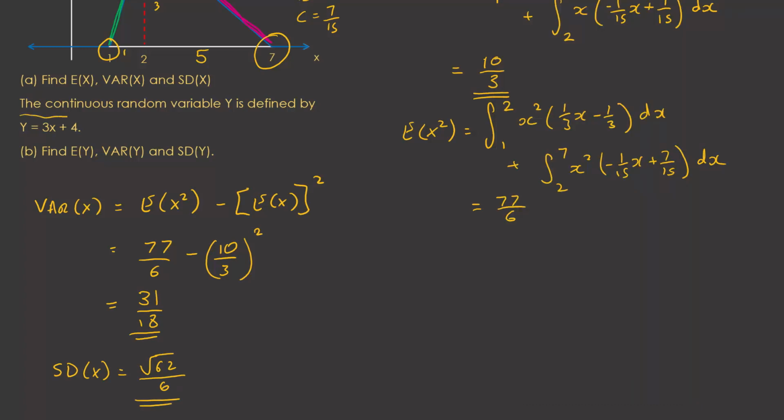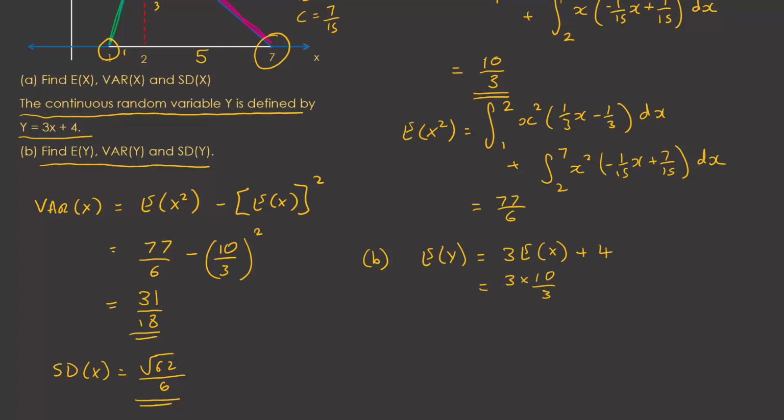So now we're told that the continuous random variable y is defined by y equals 3x plus 4. We want to find the expectation of y, the variance of y, and the standard deviation of y. So the expectation of y is going to be 3 times the expectation of x plus 4. Both the 3 and the 4 have an effect on the expectation. So that's going to be 3 times 10 over 3 plus 4, giving us 14.